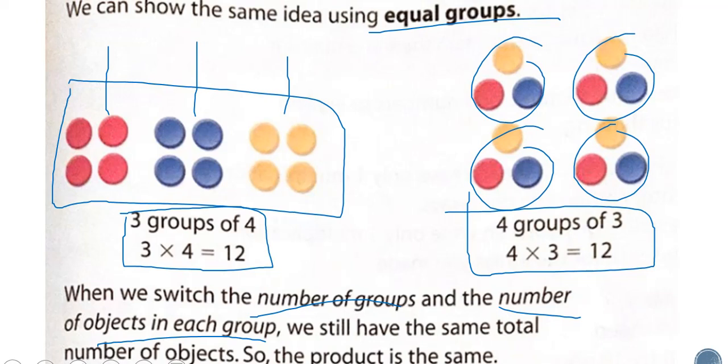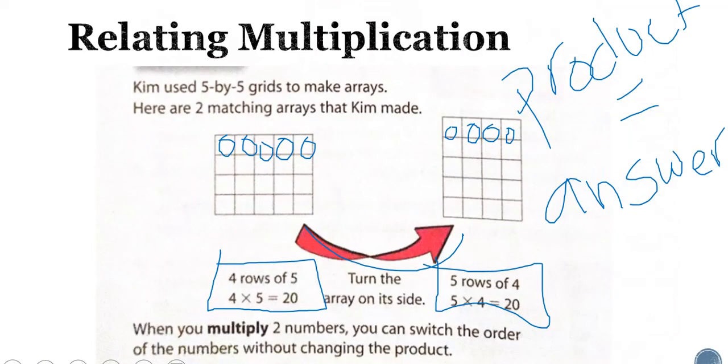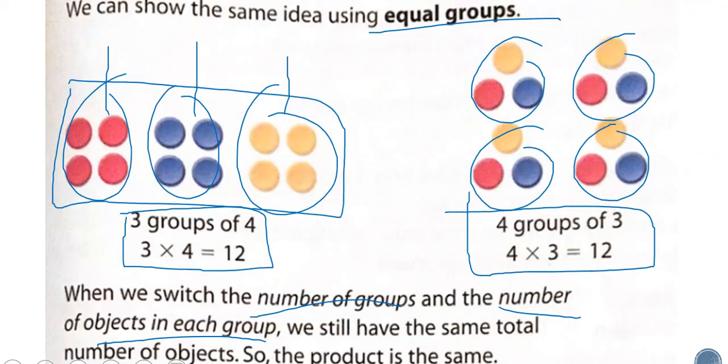So the first one was 3 groups of 4. And then we have 4 groups of 3. So 3 times 4 is the exact same as 4 times 3. It doesn't change. That's really the only important thing that you have to take away from this: when you have your multiplication sentences without the answer, so remember product means answer, 3 times 4 is the same as 4 times 3. This one we had 4 times 5, and that's the same as 5 times 4.